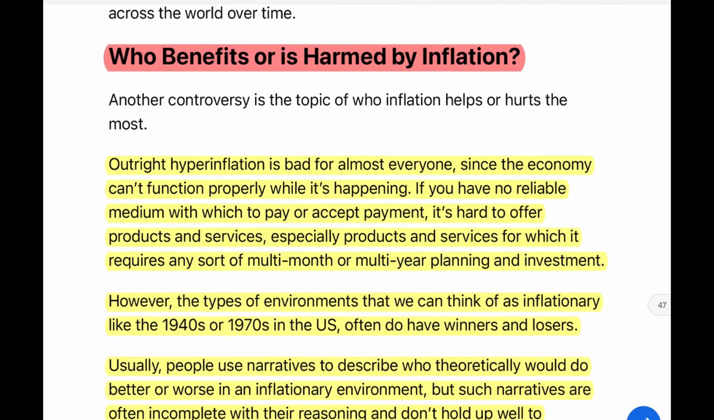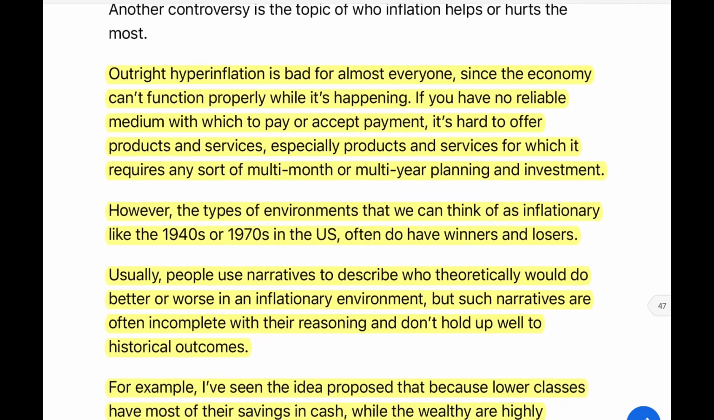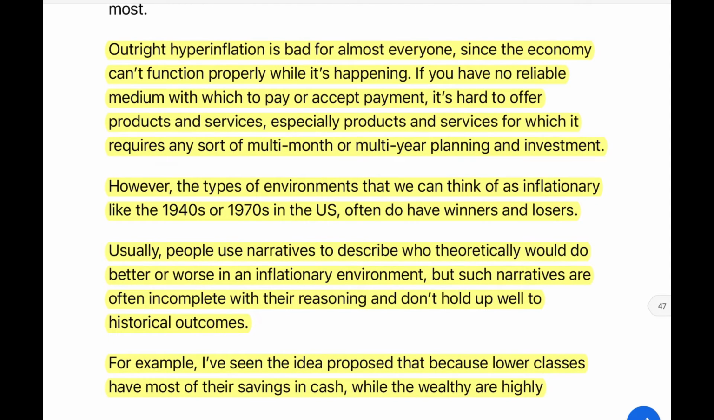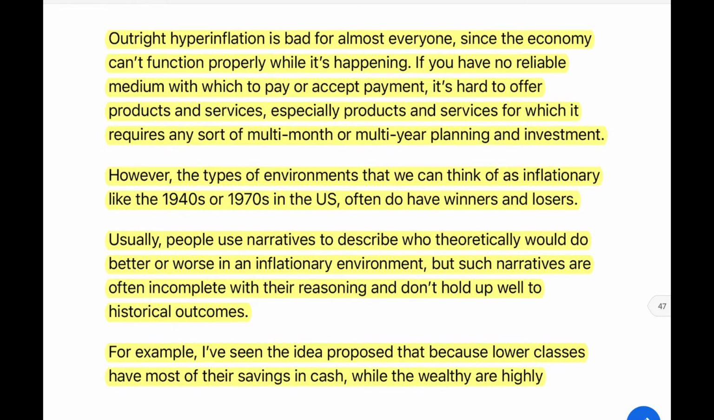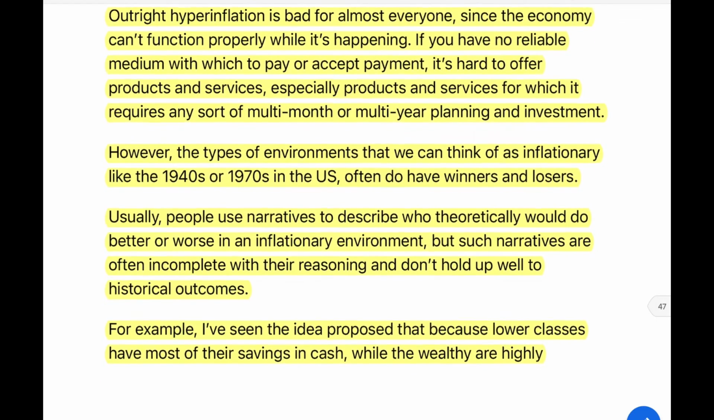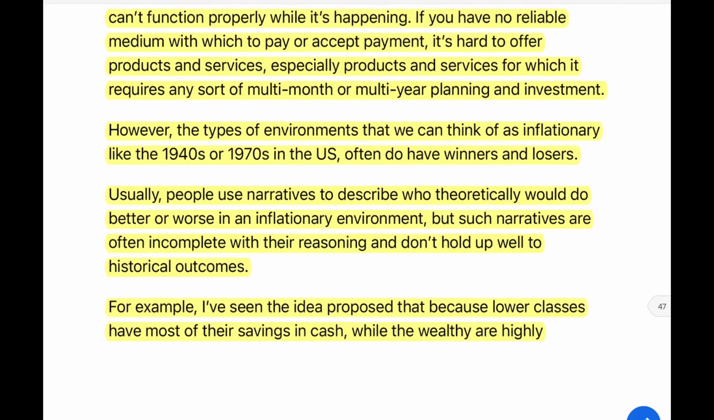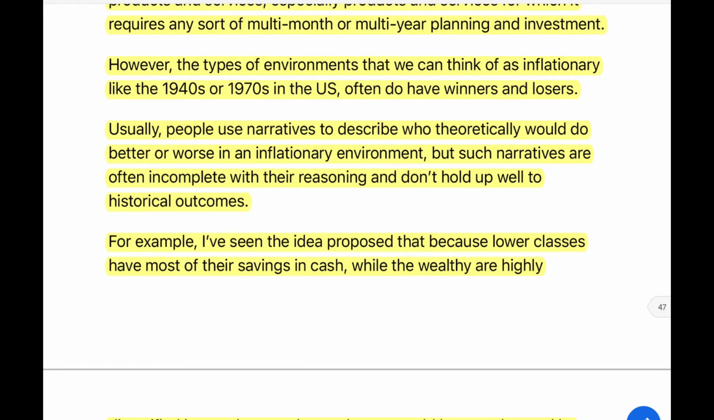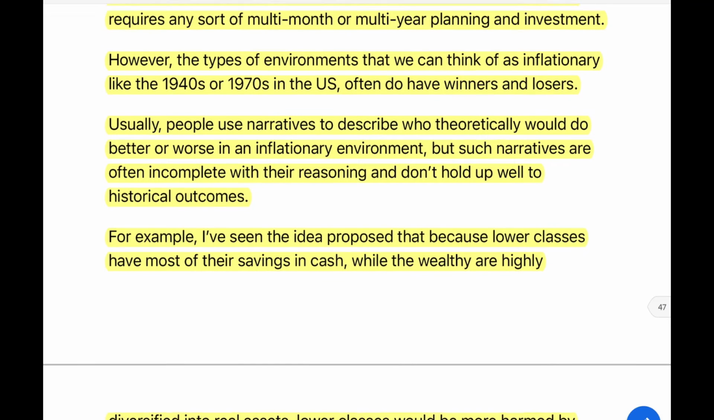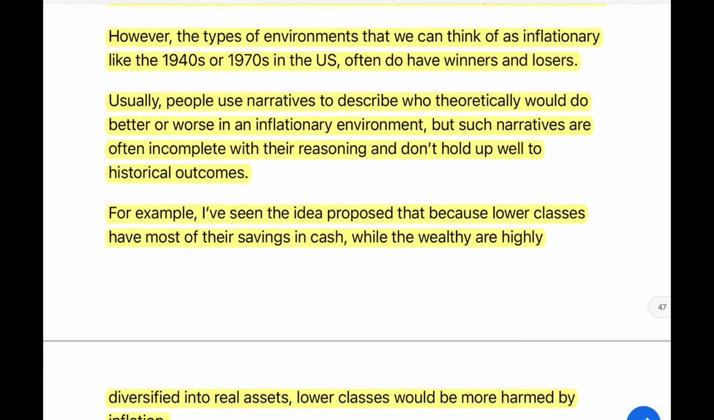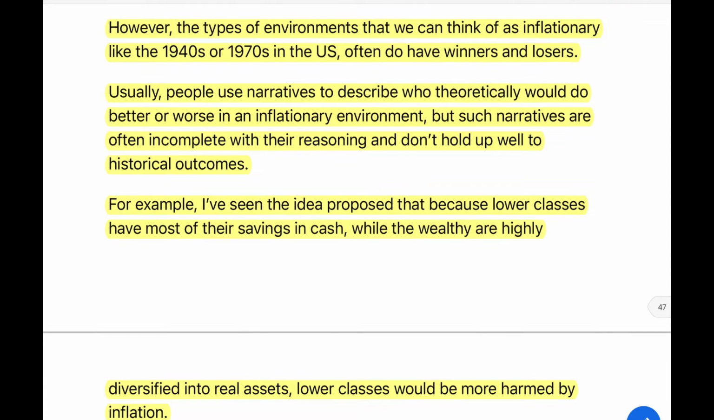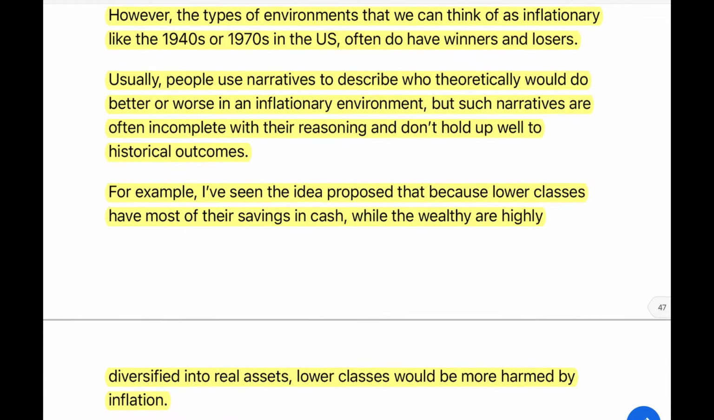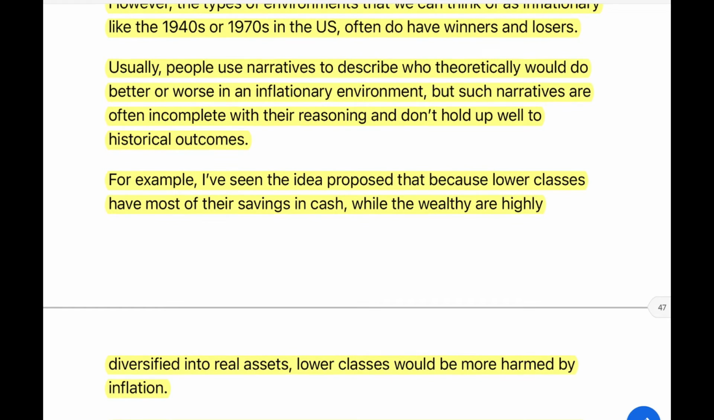Who benefits or is harmed by inflation? Outright hyperinflation is bad for almost everyone since the economy can't function properly while it's happening. If you have no reliable medium with which to pay or accept payment, it's harder to offer products and services, especially products and services which require any sort of multi-month or multi-year planning and investment. However, the types of environments that we can think of as inflationary, like the 1940s or 70s in the U.S., often do have winners and losers.